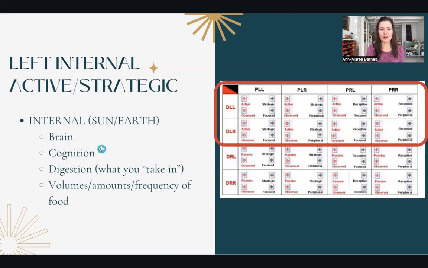Okay, so internal sun earth, and we're talking about the active strategic. We're talking about left facing upper arrows. Again, brain, cognition, digestion. So if you are an active strategic brain, you have got what Ra really liked to term busy brain. This is a brain that needs to be busy, that is designed to be busy, that has activity going on all the time.